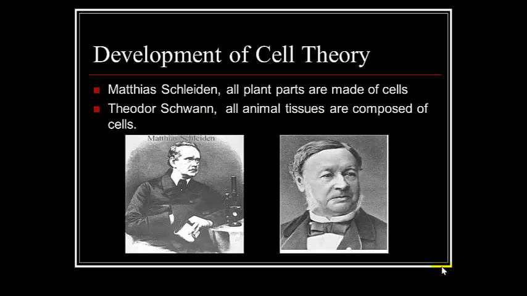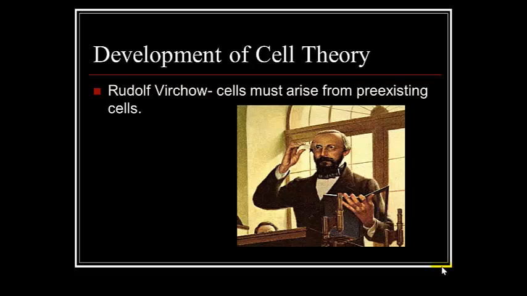And then, somewhere else, Theodor Schwann was conducting research also about this new cell thing, and he found out that all animal tissues are composed of cells as well. So first they only thought that plants were composed of cells, and later on they found out that animals are composed of cells as well. And then the third gentleman, Rudolph Virchow, discovered that cells must arise from pre-existing cells. So he's basically saying that all cells have to come from another living thing, another cell.